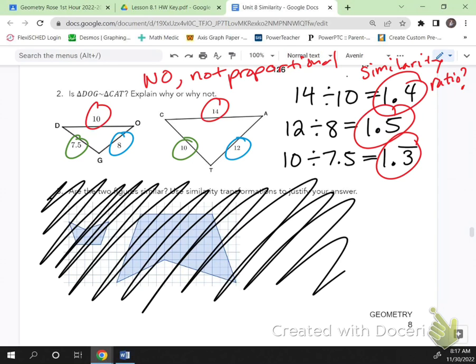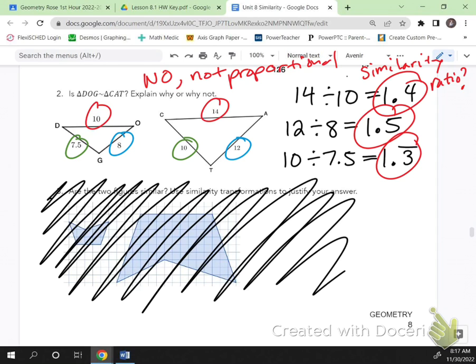Whoa, we covered a lot of vocab there. Corresponding, proportional, similarity. We did a lot. We also reviewed a lot. Isosceles triangles, distance formula, transformations. How do we feel? We're all a little tired.